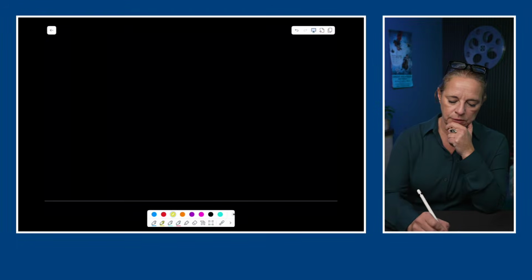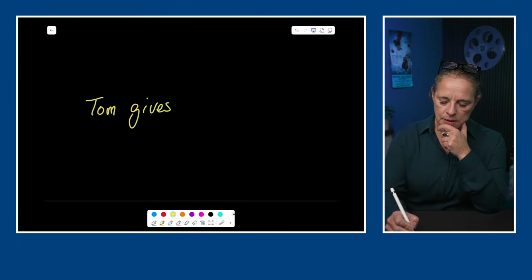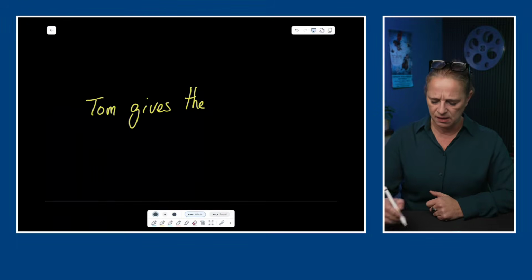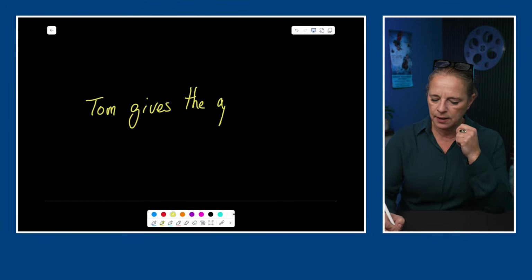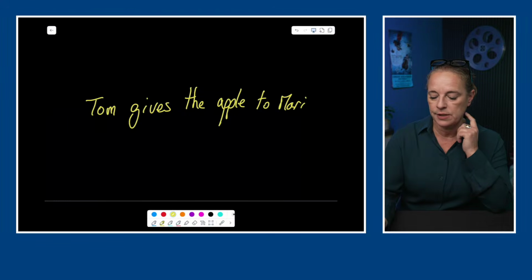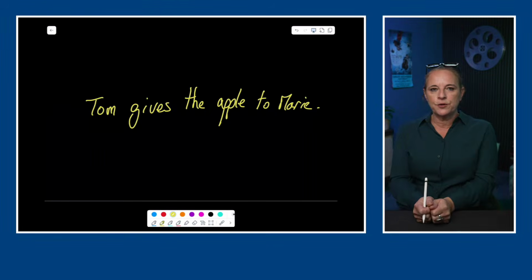Okay. Tom gives the apple. Oh gosh, I can't even spell apple. To Marie. I don't know why I'm always using Marie as an example, but Tom gives the apple to Marie. Have a look at this sentence, okay?